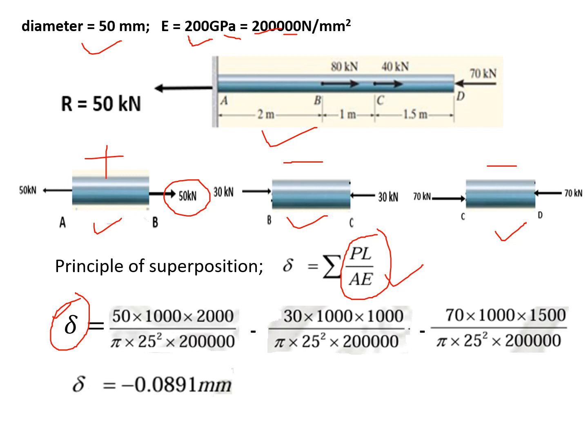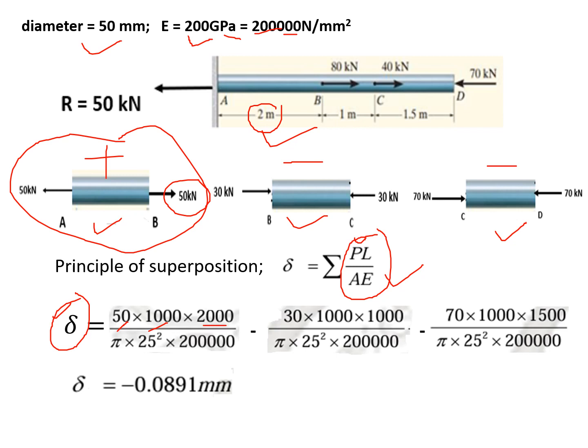Okay, so now the first one we take is the AB section. What is the value of P for this section? This is 50 kilonewton, so that is 50 into 1000. We convert into Newton, so that is 50 into 1000 Newton. L is the length. What is the length of the AB section? That is 2 meter. Again we have to convert into millimeter, so that is 2000 mm.